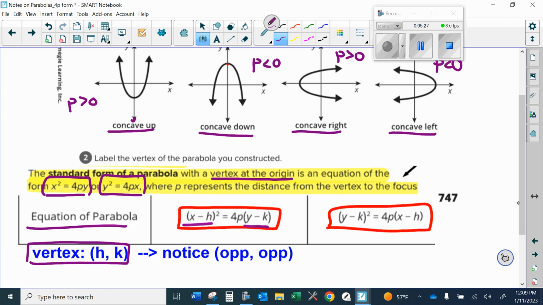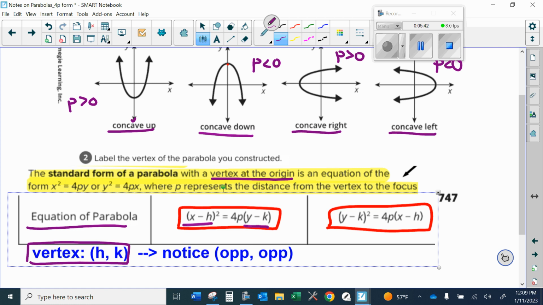So if no parentheses, as we have over here, then it's at the origin. If there are parentheses, the vertex is being shifted off the origin. And we're thinking opposite when it's written like this. We'll get into that in the second half of the video, or if I make it two different videos, the second video.